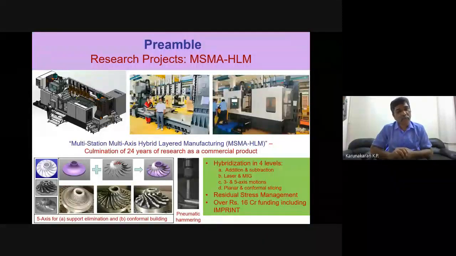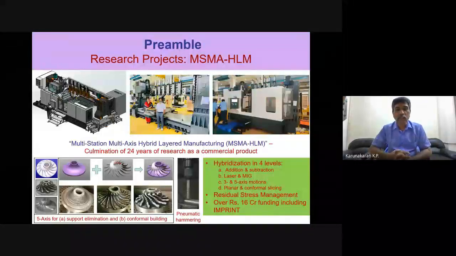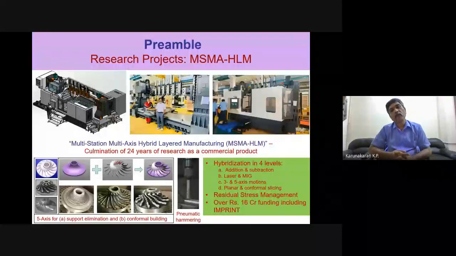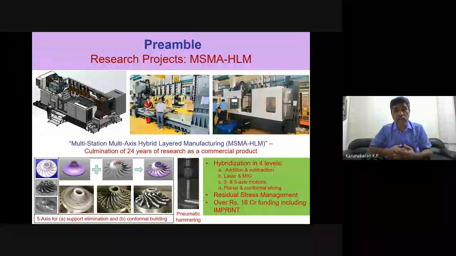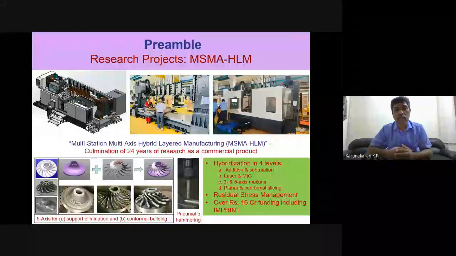And we went for MIG because we simply didn't have money. Now, since we had to go for MIG, MIG could never produce a 0.1 millimeter or 0.2 millimeter layer thickness. The layer thicknesses were of the order of 3 millimeters. Now, when you make a 100 millimeter component out of a 3 millimeter layer thickness, you can think of the kind of stair-step effect it will lead to. So we had to naturally combine subtraction on the same machine. That is how we started hybridizing material addition and material subtraction.